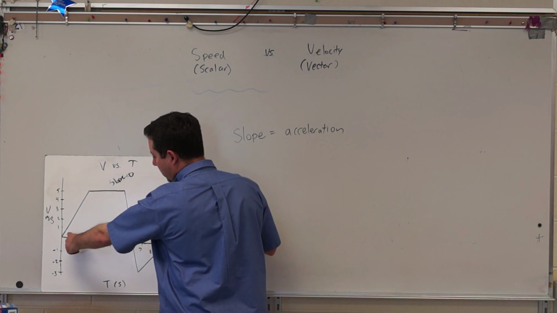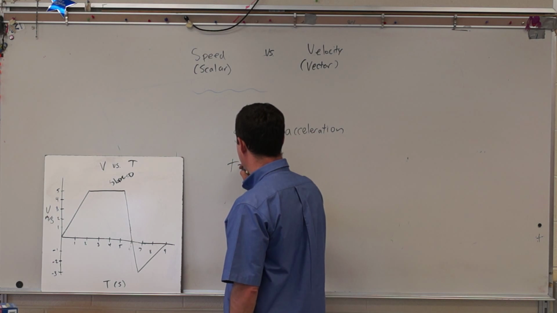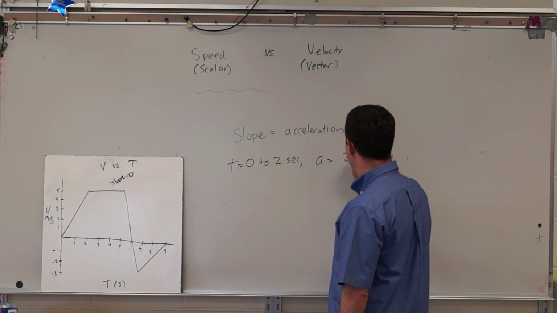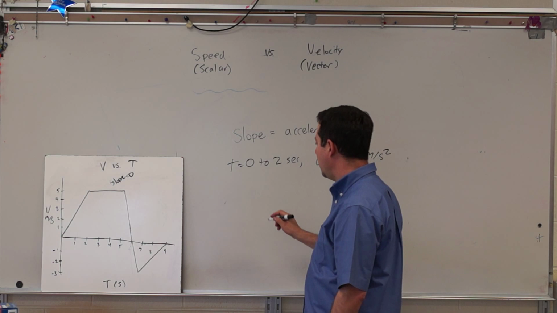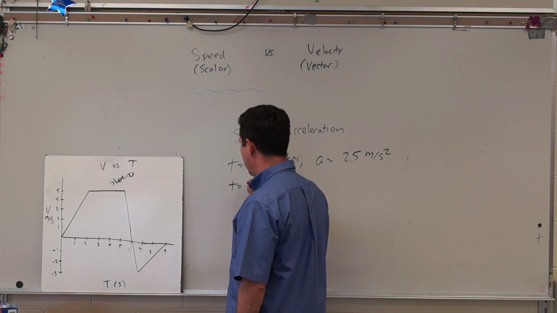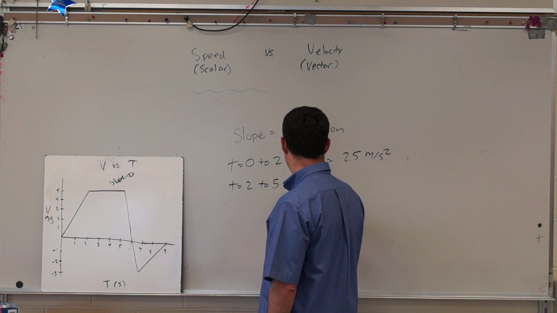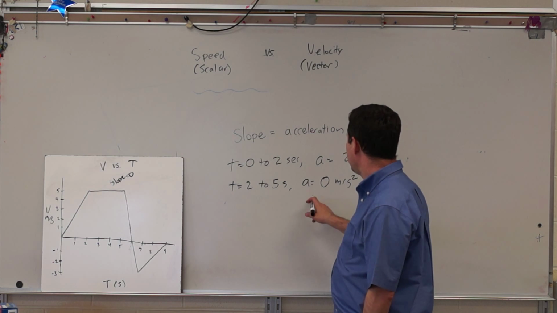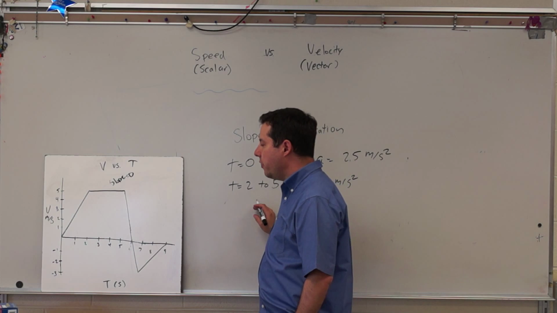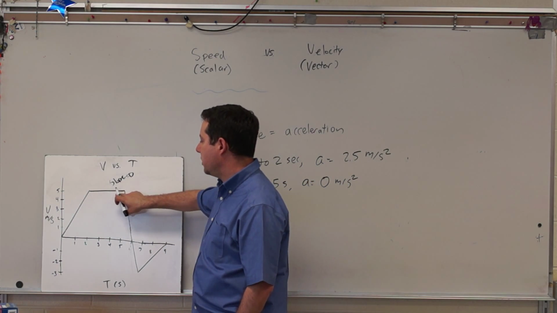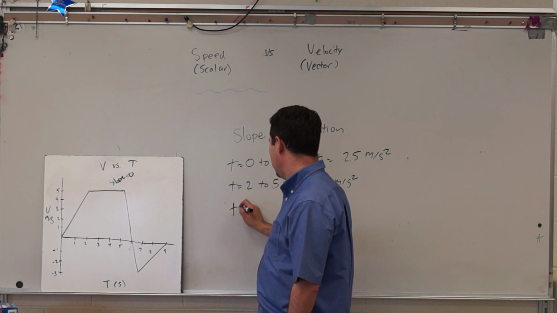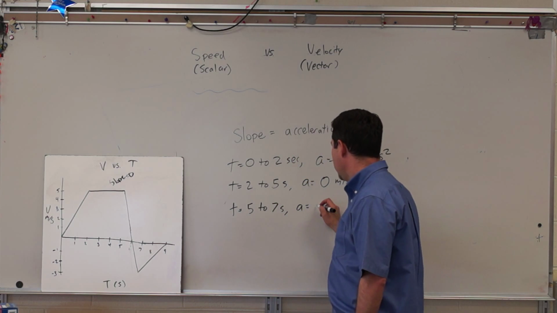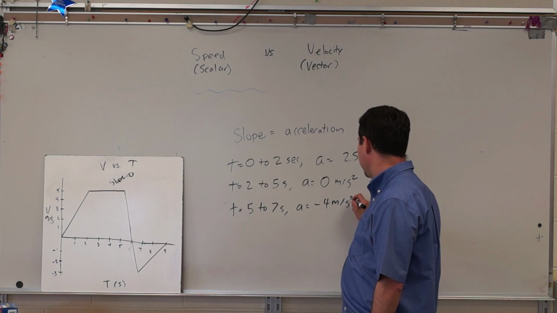So from time equals 0 to time equals 2, your acceleration is now 2.5 meters per second squared. That's the slope. From time equals 2 to 5 seconds, your acceleration is now 0 meters per second squared. So you're not changing speed, you're moving at a constant speed. In the distance versus time graph, this plateau meant you weren't moving, now we are moving. From 5 to 7 seconds, your acceleration is -4 meters per second squared.